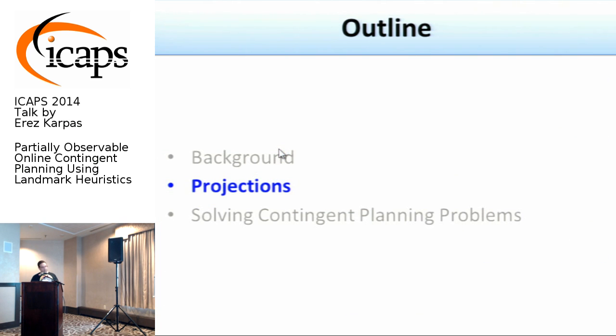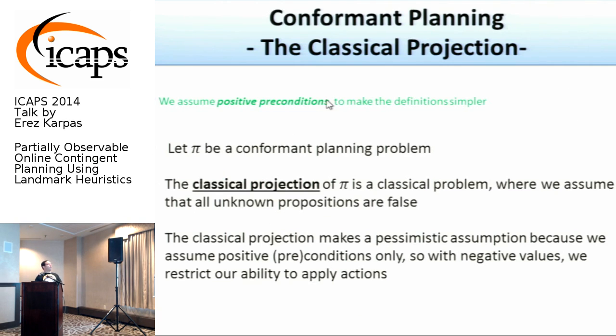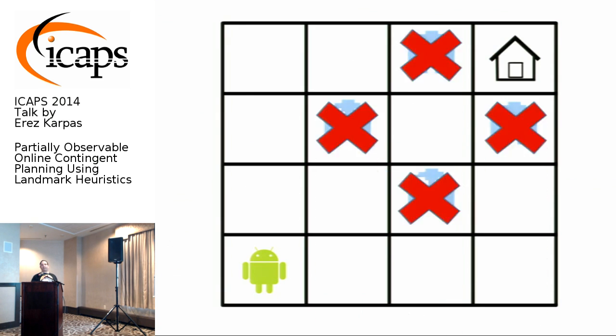All right, so now let's move on to projections. The classical projection of a conformant planning problem, okay, so now we're talking about conformant, is a classical planning problem where basically everything that is unknown we assume is false. And because we're making the assumption that preconditions are only positive, okay, which is not a really restrictive assumption, this classical projection is really a very pessimistic one. So in the case of WUMPUS, it looks like this, right? Basically, I can't go to any of the places where WUMPUS might be. But if you'll notice, I can go here, okay, because that's fine.